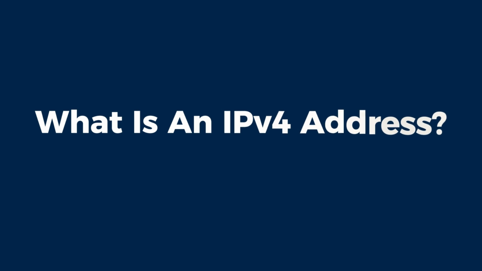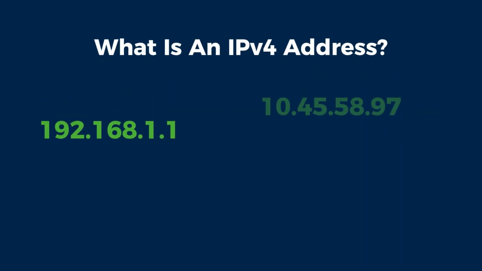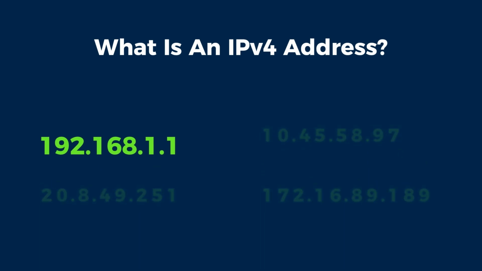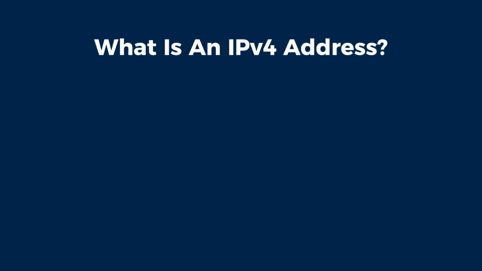Let's start off by establishing what an IP version 4 address is in practical terms. All of these are examples of IP version 4 addresses. An IP version 4 address is always 4 sets of numbers separated by a decimal. So 192.168.1.1, that is an IP version 4 address.